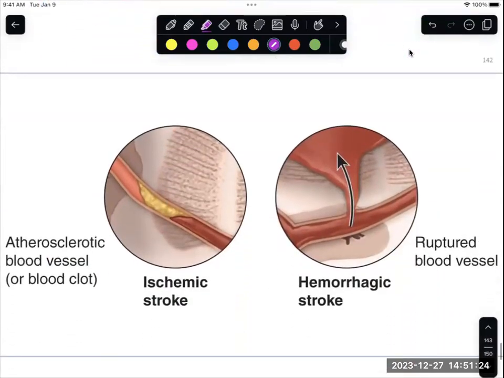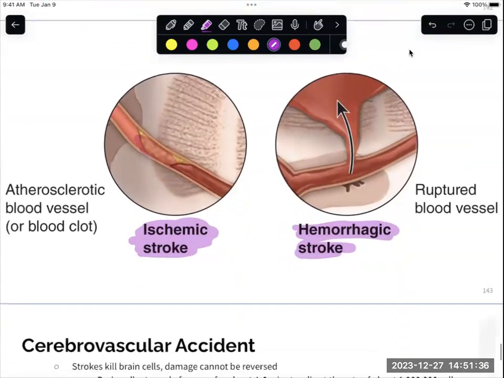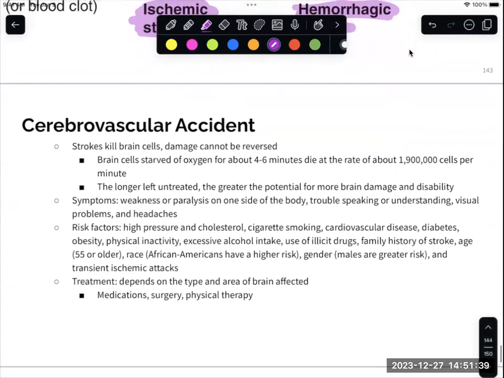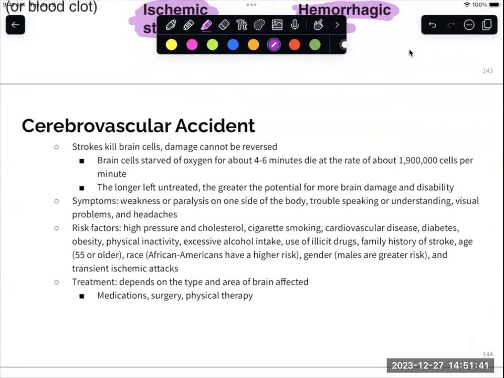So that ischemic stroke is where blood is blocked off because of a blood clot. Here it's that fatty plaque buildup. That hemorrhagic stroke is because blood is leaving the blood vessels into the brain somewhere. Once those neurons or brain cells are dead, it cannot be reversed. Again, 4 to 6 minutes is all it takes.